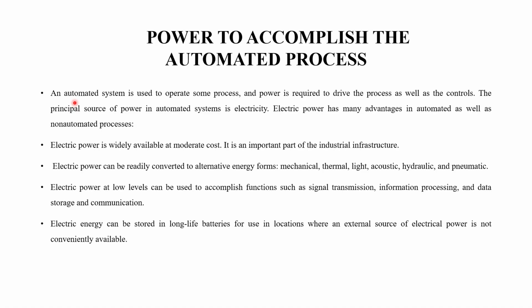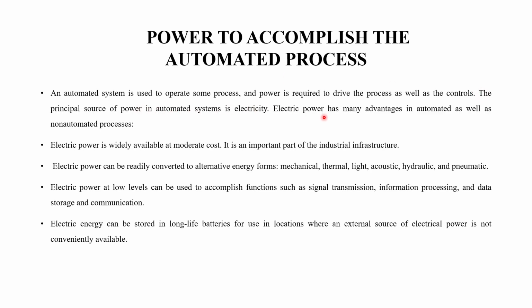So there are three elements of an automated process. First is the power. So what is this power? The automated system is used to operate some process where power is required to drive the process as well as the control. The principal source of power is nothing but electricity.